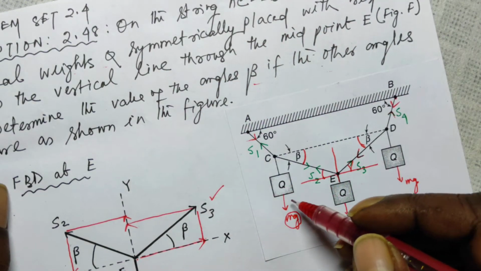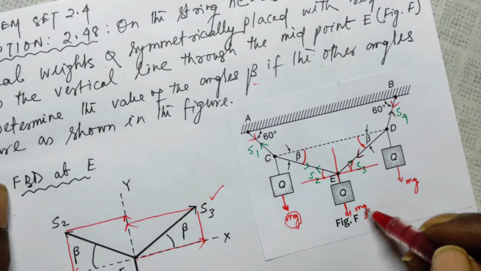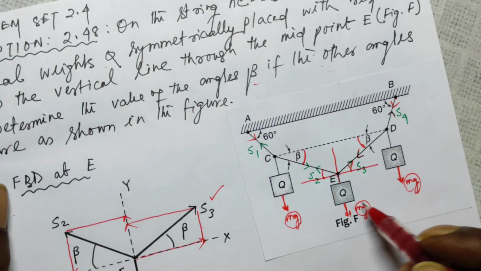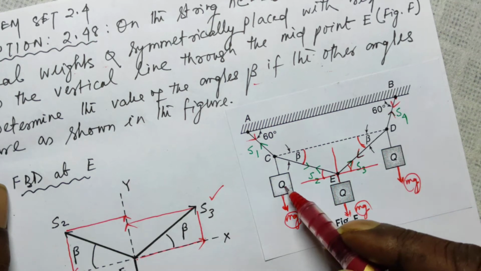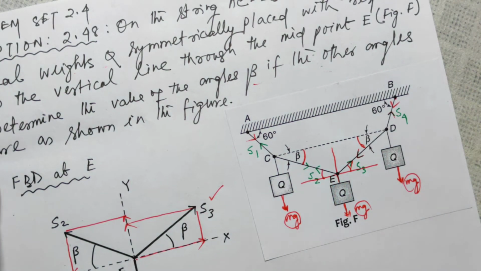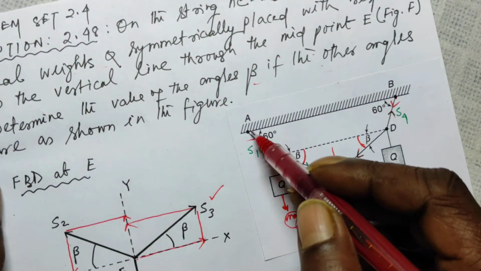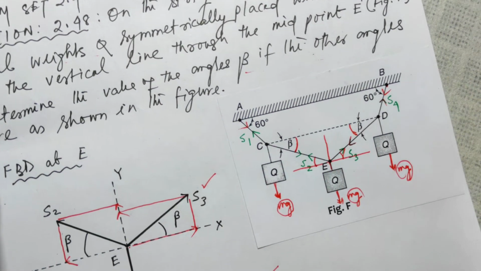Its weight is Q, meaning its weight mg acts vertically downward. They are equal mass, therefore equal weight, and mg is represented as Q, right? To the vertical through the midpoint E. E is the midpoint of this whole string. Determine the value of the angles beta if the other angles are as shown in the figure.